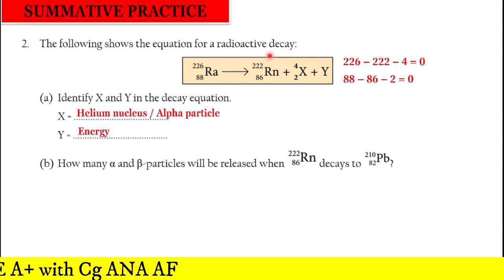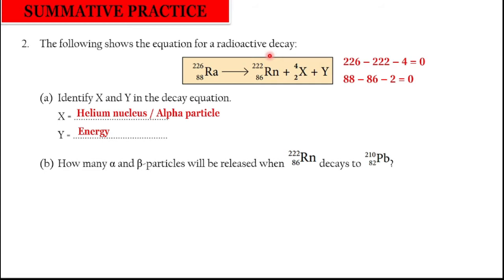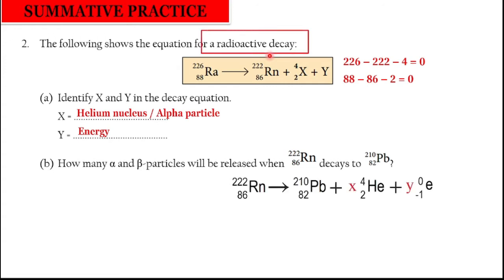Next, how many alpha and beta will be released when 222 radon decays to 210 plumbum, lead. Okay. So macam ni dia tak ada bagi equation. Kita kena buat satu equation dia. Okay, sebab dia tak bagi, so kita kata 222 Rn 210 Pb or lead, X. Kita letak unknown X and Y. So X alpha and Y beta. So ini just you all kena guna mathematics skills sikit.